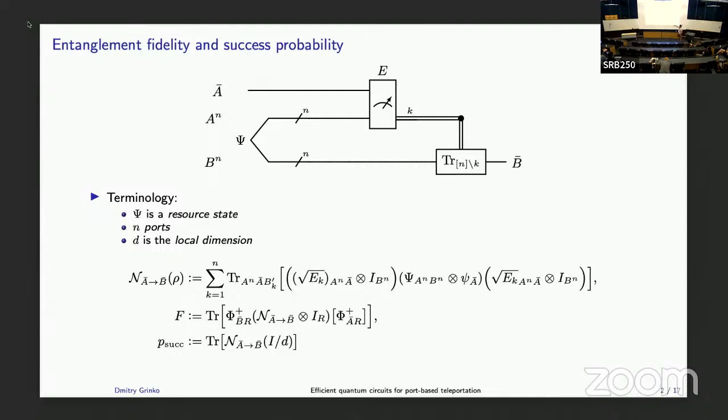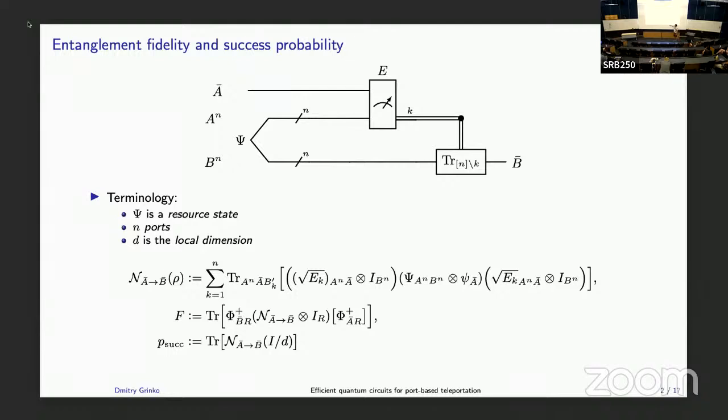Because of this, we have two quantities which we care about. One is entanglement fidelity, which is defined in a standard way like this. You should imagine that there is a reference system, and you plug in the EPR state between this reference and A bar. Then you would like to see what is the overlap at the end of the teleportation with the same EPR state. And average success probability is basically the probability of Alice not observing the zero outcome, the failure outcome of the protocol.